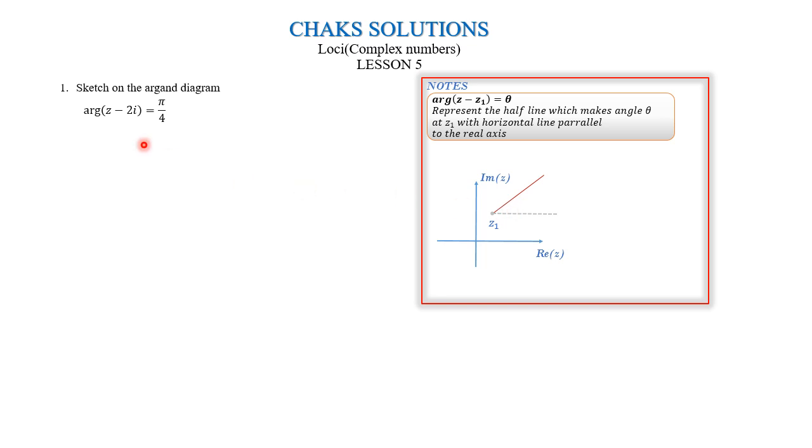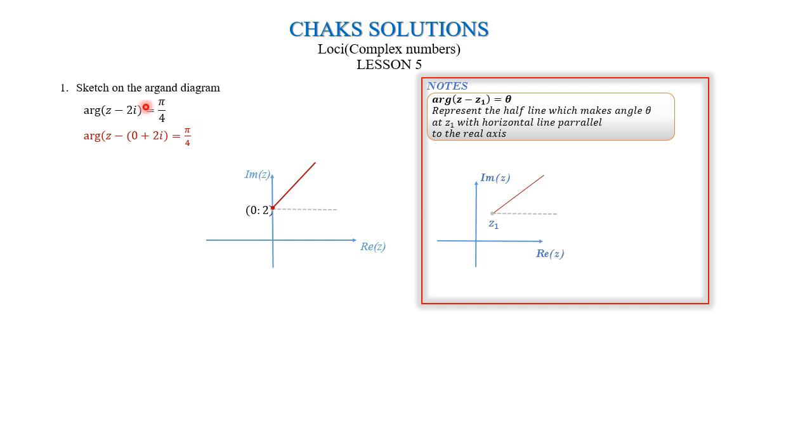Sketch on the Argand diagram arg of z minus 2i is equal to pi over 4. The first thing is to effect the negative, so it's going to be arg of z minus 0 plus 2i is equal to pi over 4. Let's see how it looks on the Argand diagram. We go to the point 0 and 2, and we need a horizontal line starting at this point. Then we draw our half line which makes an angle of pi over 4 with this horizontal line. So this is the half line making an angle of pi over 4, and z will be lying on this half line.